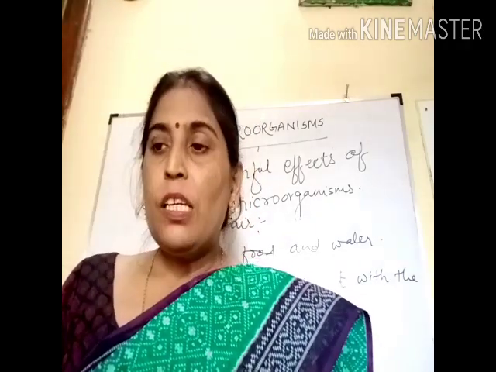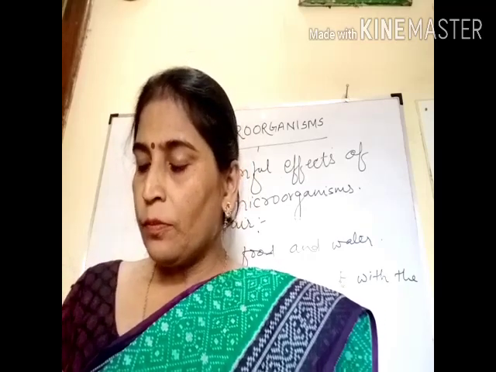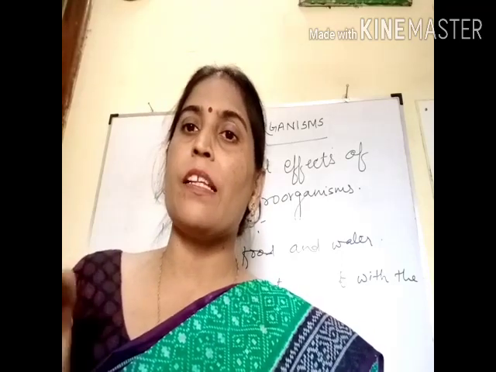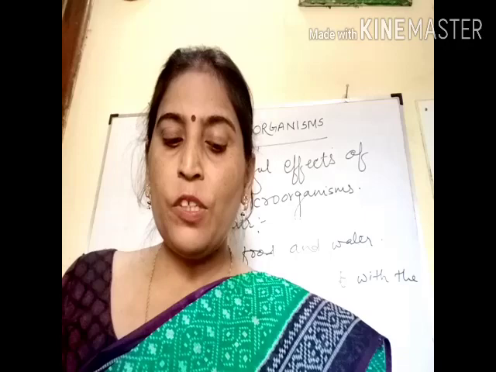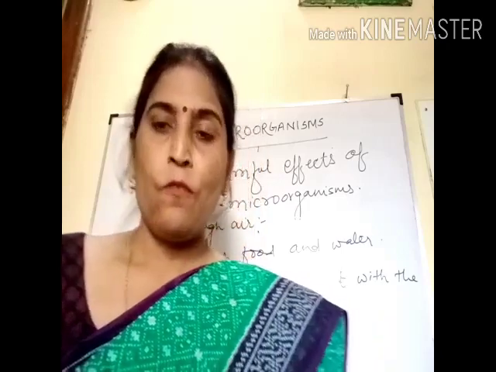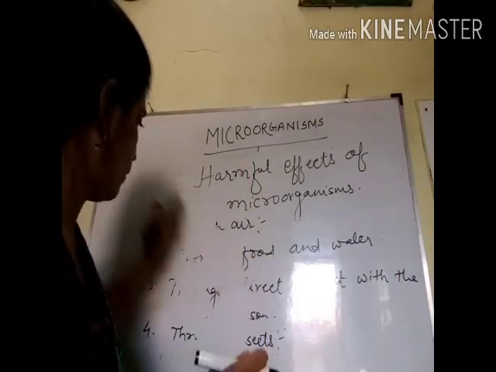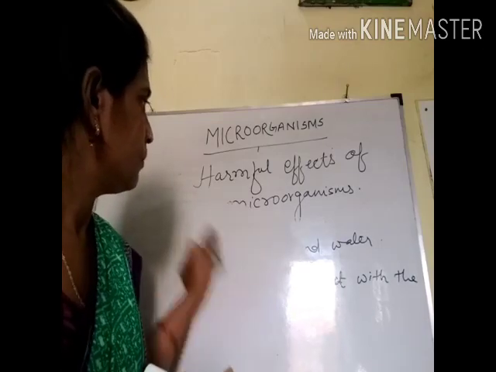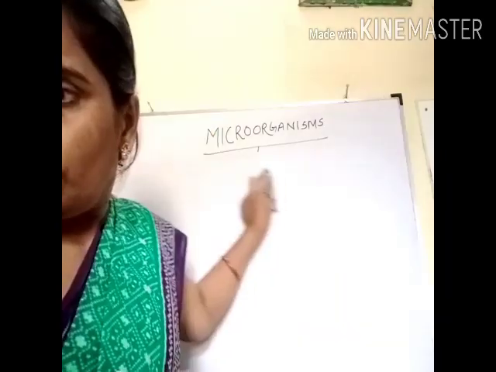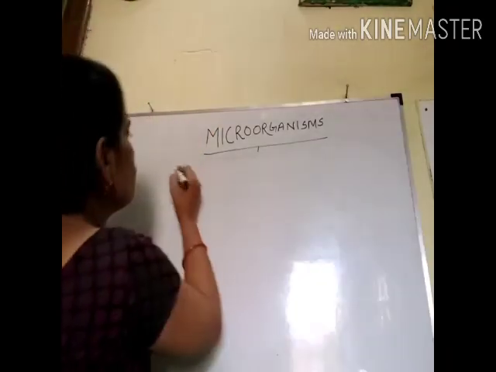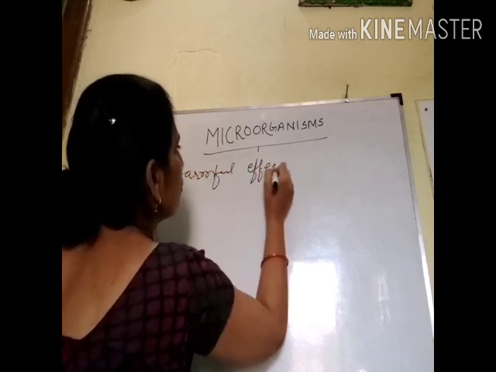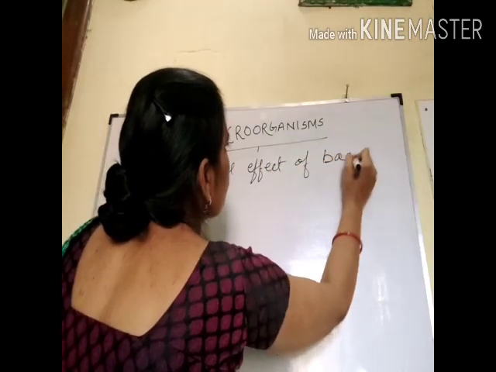Now we will see one by one how all the five types of microorganisms, that is bacteria, virus, protozoa, algae, fungi, cause disease in plants, animals and humans. First we will see the harmful effects of bacteria.